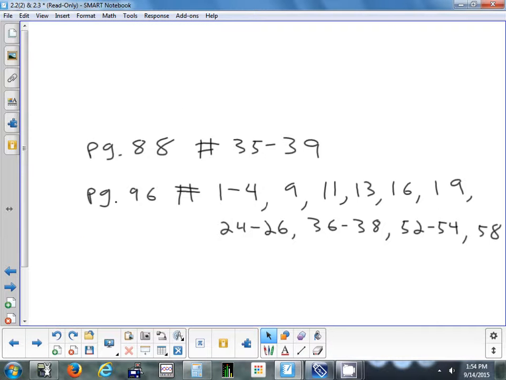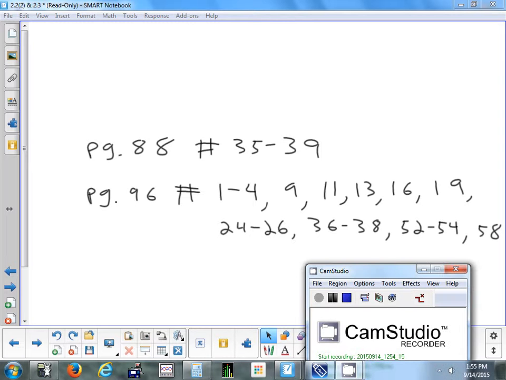All right, so the homework, the first part is on a complete graph, 35 to 39 on page 88. Most of that's just graphing. Just do it on the calculator. And then on page 96, 1 to 4, 9, 11, and 13, 16, 19, 24 to 26, 36 to 38, 52 to 54, and 58. So we'll look at that tomorrow, and then I think tomorrow we're just going to focus on one section, section 2.4 tomorrow.